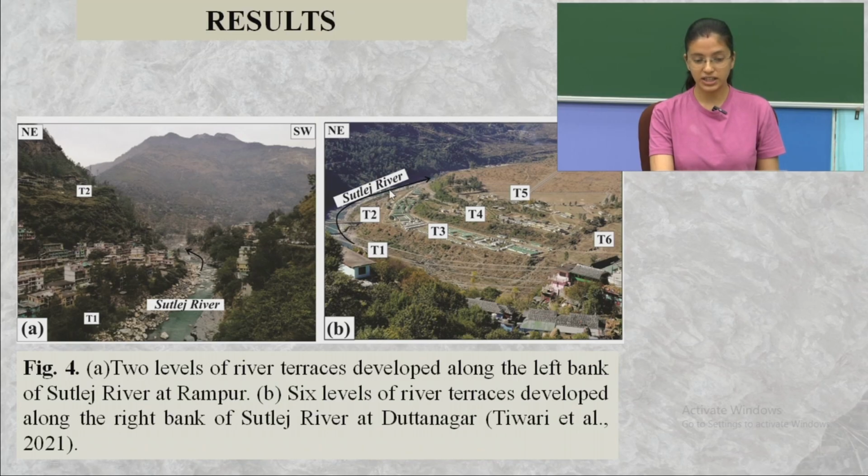Conversely, in the southern limb, we see a more complex display of terraces, with 6 levels of terraces exposed on the right bank of the Satluj River. The presence of multiple levels of terraces suggests a history of episodic uplift and incision, reflecting dynamic interactions between tectonic activity and river erosion in the area. This varying number of terraces and distribution reflects a localized uplift rate in the respective region.